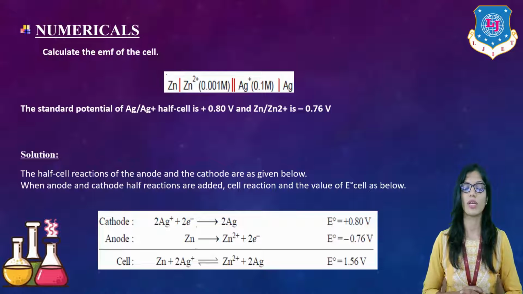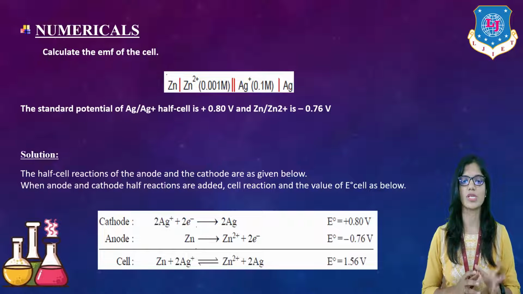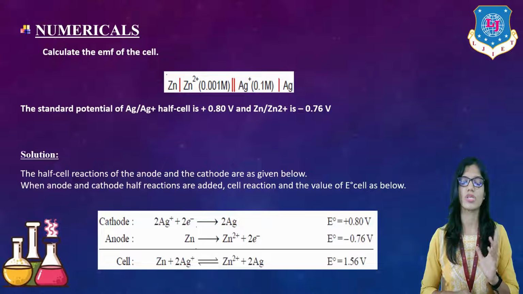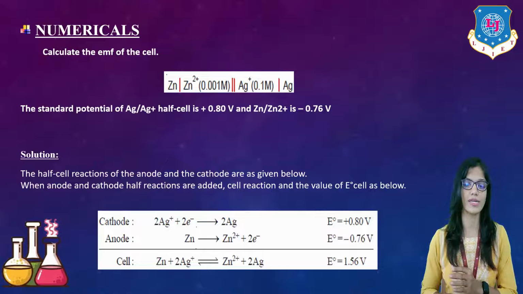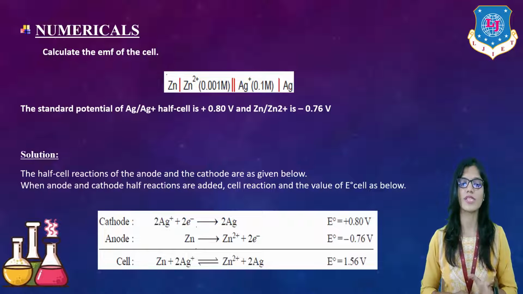We have to calculate the EMF of the given cell, which is zinc in contact with Zn2+, the concentration of which is 0.001 molar, with salt bridge, in contact with Ag+, which is 0.1 molar, in contact with Ag. The standard potential of the Ag | Ag+ half cell is plus 0.80 volts, and for Zn | Zn2+ it is minus 0.76 volts. The half cell reactions for anode and cathode are given below.